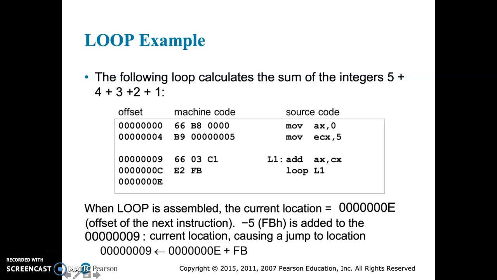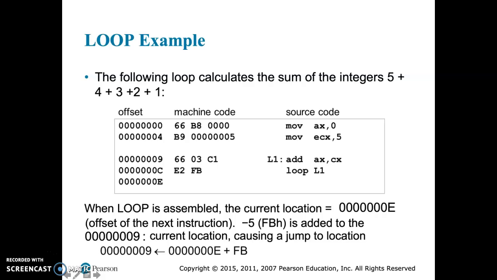Here's an example. We have some code at the top that moves 0 into our AX register. And then you'll remember that ECX is our looping register. So we're actually starting the loop at 5. So we're moving 5 into ECX. Then we have a label, L1, and we are adding the value of CX, which is the lower half of the ECX register, which is 5, to our AX register, which is currently 0. So that value will be 5.